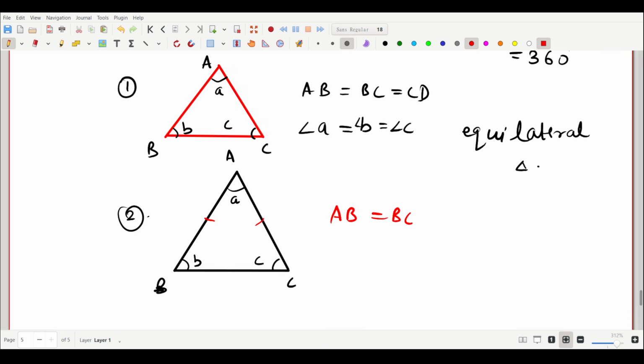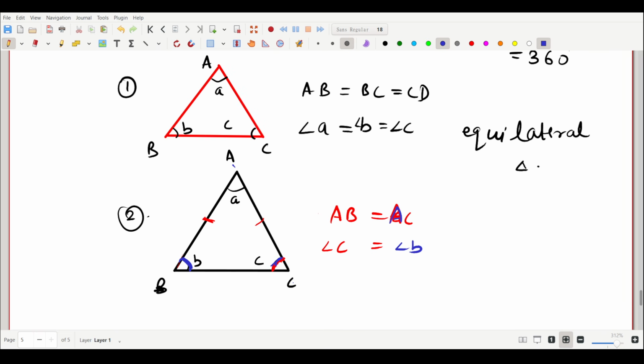AB equals BC. So what is the angle opposite to AB? The angle opposite to AB is C. See, the C angle is just opposite to the AB line segment. Then you can write C. Okay, because C is the angle just opposite to AB. What is the angle just opposite to BC? I have written BC here, but it is AC. Okay. So what is the angle just opposite to AC? This is AC, A and C. The angle just opposite to AC is B angle. So angle C equals angle B.